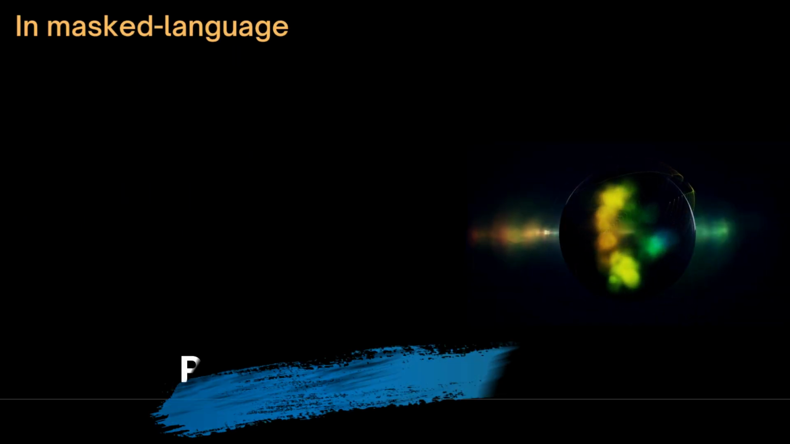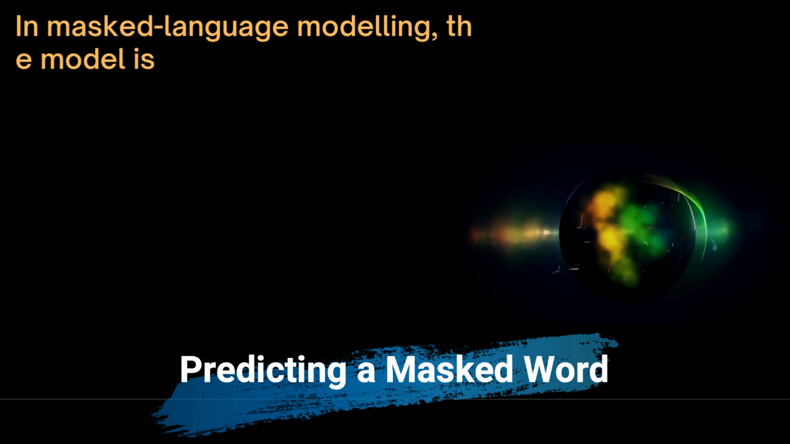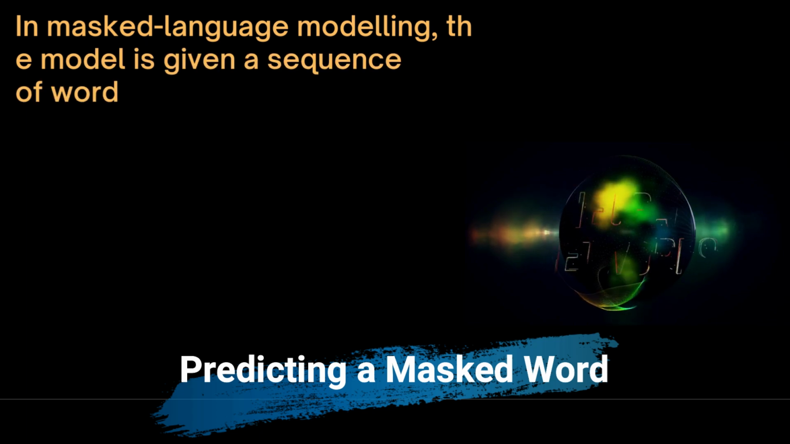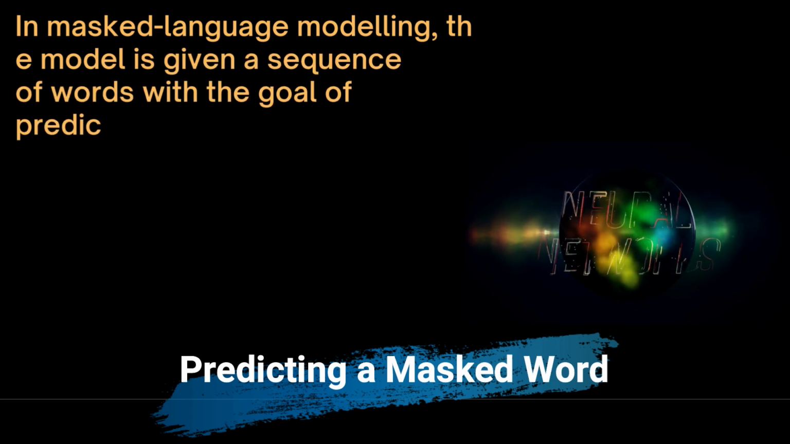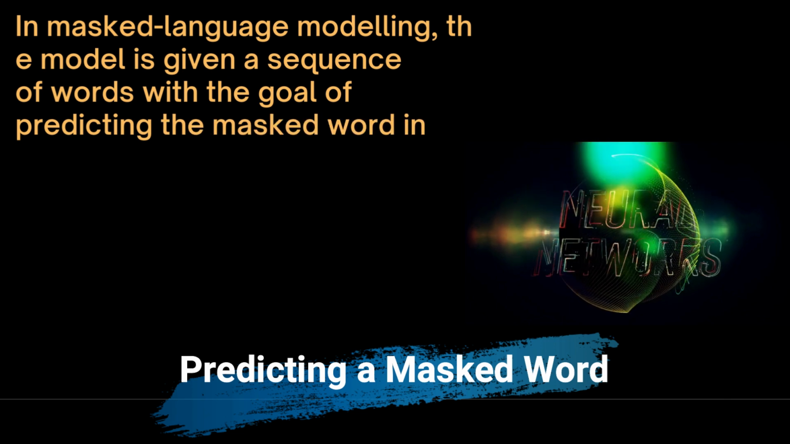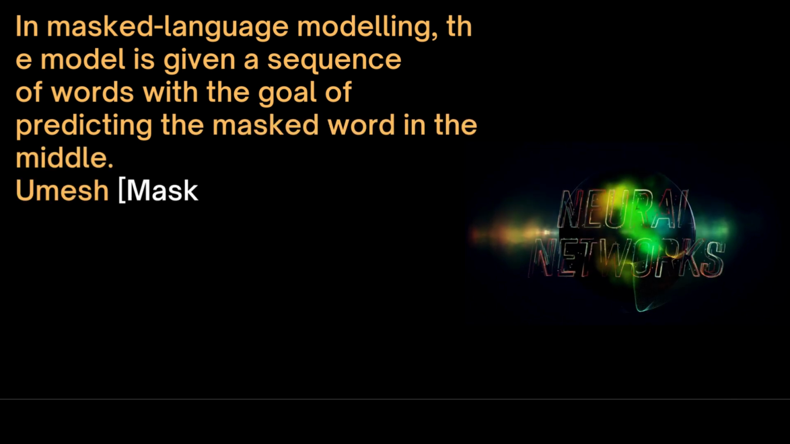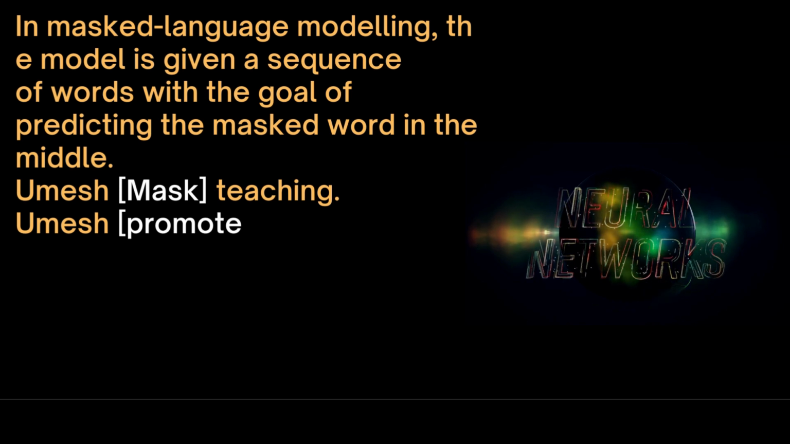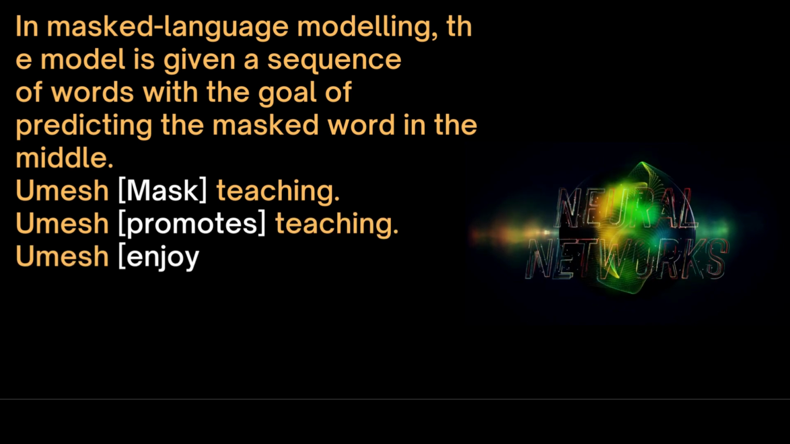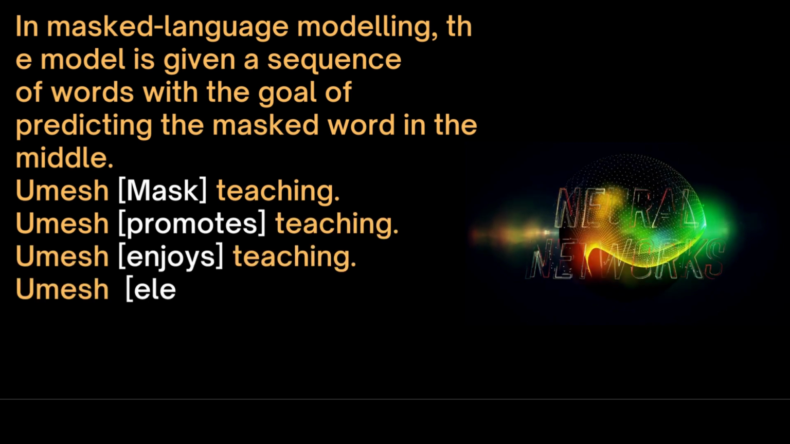given the context. In masked language modeling, the model is given a sequence of words with the goal of predicting the masked word in the middle. For example, the sentence could be "Umesh [mask] teaching." Instead of mask, we could have promotes, enjoys, or elevates.